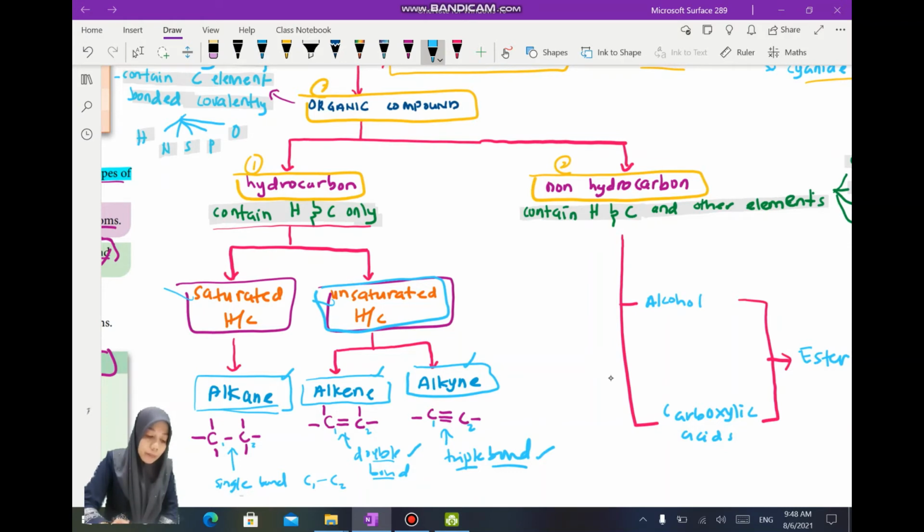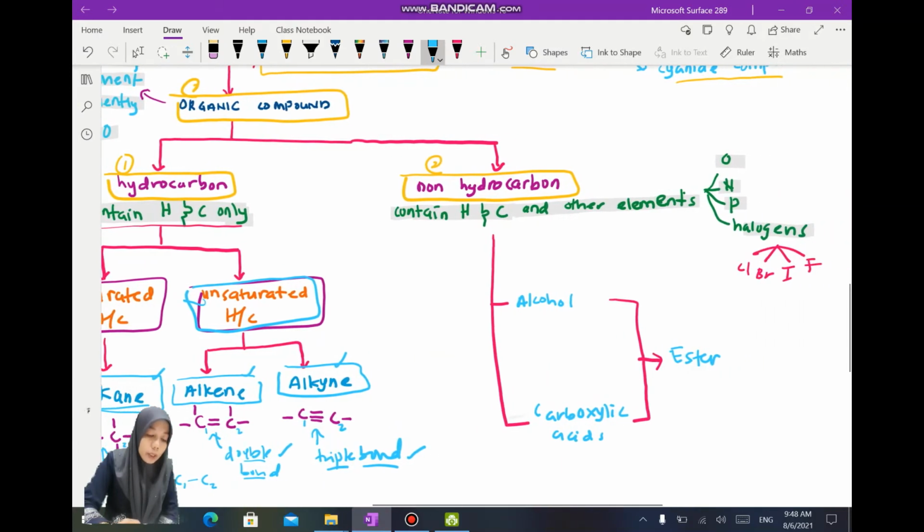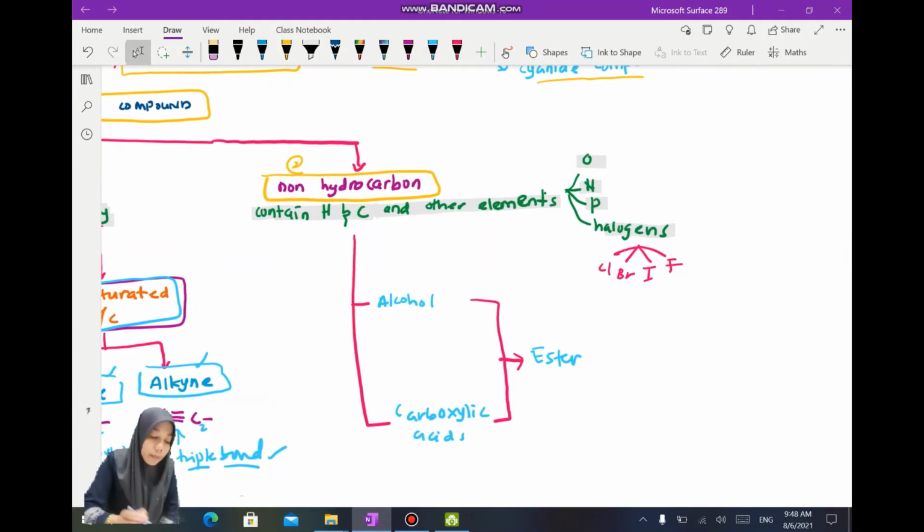Okay. So, kita tengok pula kepada non-hydrocarbon. Okay, untuk non-hydrocarbon, contain hydrogen, carbon and other elements such as O, N, P or halogens. Okay, so example here is alcohol and carboxylic acid. Why? Because alcohol has O. Okay, carboxylic acid also have O. So it has other elements. So alcohol and carboxylic acid is non-hydrocarbon.